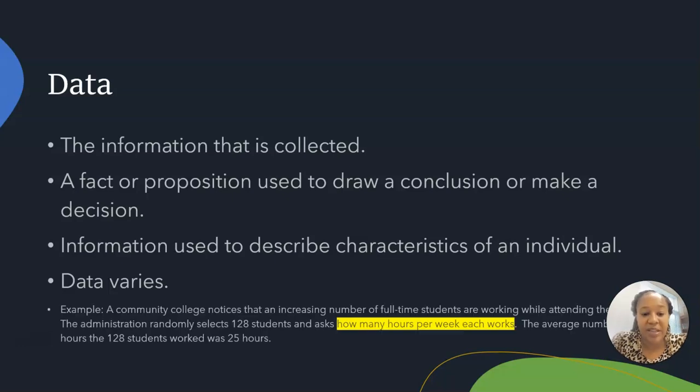So here's that same example that I just discussed. The community college notices that an increasing number of full-time students are working while attending the school. The administration randomly selects 128 students and asks how many hours per week each works. The average number of hours of the 128 students is 25 hours. So now the data in this example is the amount of hours per week that each student works. That's the information that was collected. The number of hours that each student reported that they work a week is our data. I wanted to highlight that here.